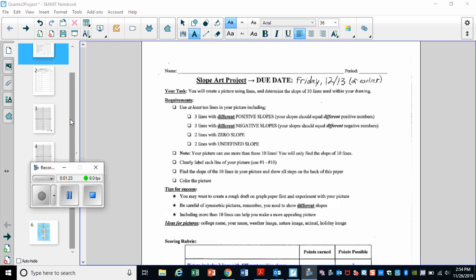Now, you can create a rough draft on graph paper, and we gave you 2 sides. One side, which is page 3, that's one draft, but then your final draft needs to be on page 4. And then, of course, color in your picture. But again, be careful of symmetric pictures. Remember, we need different slopes. And more than 10 lines can help you produce an even more appealing picture. So ideas for pictures include college name, your name, a weather image, nature image, an animal, or a holiday image.